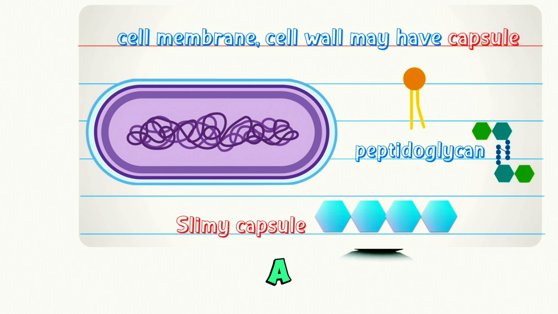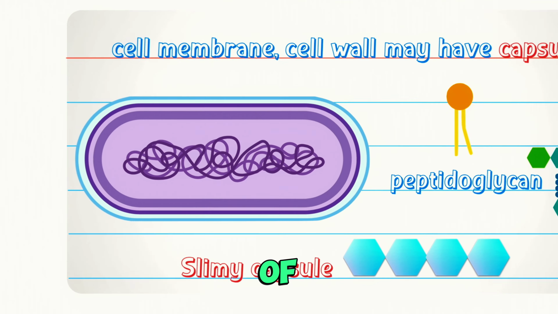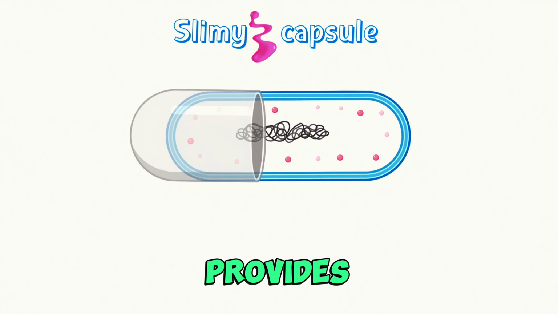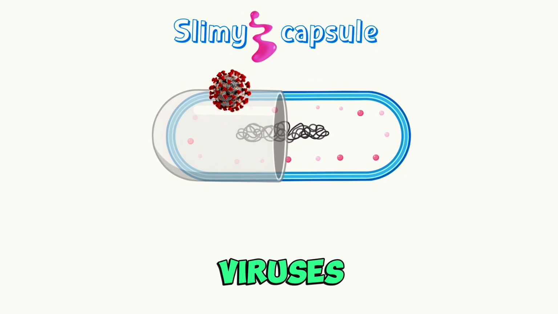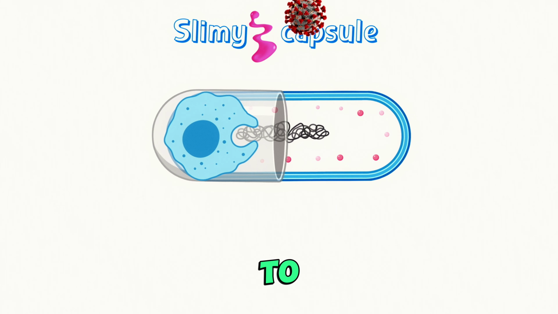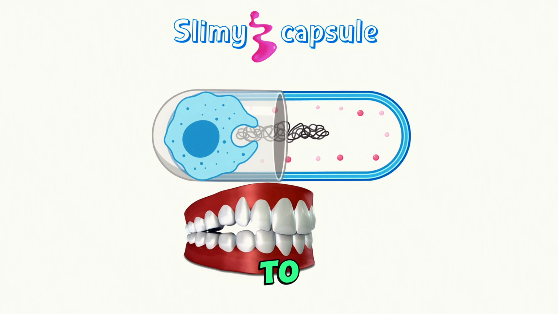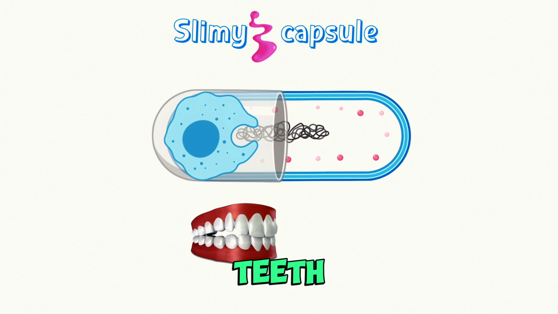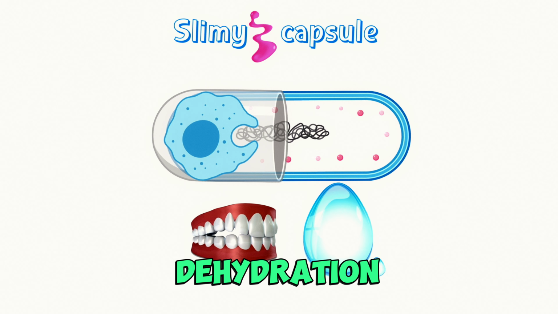And we do have a slimy capsule, which is entirely made up of carbohydrates. The slimy capsule provides protection for bacteria against viruses and against phagocytosis by our white blood cells. In addition to that, the slimy capsule helps bacteria to stick to surfaces such as our teeth, and it also helps prevent dehydration in bacteria.